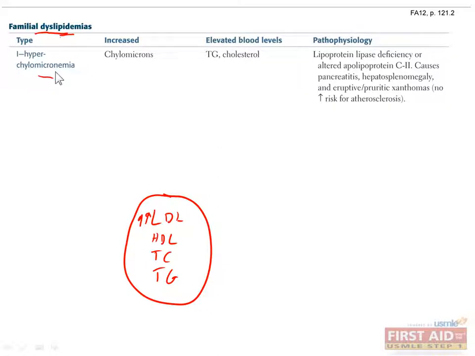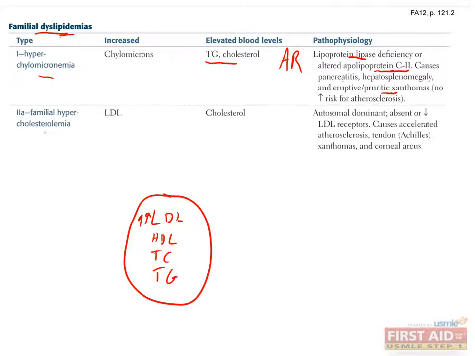Type 1 dyslipidemia, also called hyperchylomicronemia, is defined as an increase in chylomicron levels. This results in elevated levels of triglyceride and cholesterol in the blood, although it mostly affects triglycerides. Hyperchylomicronemia is caused by autosomal recessive deficiency in lipoprotein lipase, or apolipoprotein C2, which is the cofactor for lipoprotein lipase. This can result in pancreatitis, hepatosplenomegaly, or pruritic xanthomas. However, it's important to note that this does not increase the risk of atherosclerosis.